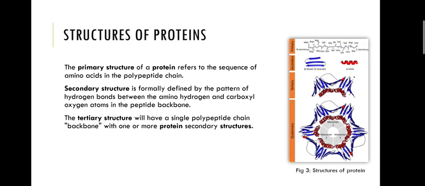Coming to the structure of protein, the primary structure of a protein refers to the arrangement of amino acid residues in a polypeptide chain. The secondary structure can be defined as the pattern by which the amino hydrogen and carboxy oxygen atoms in the polypeptide chain are arranged. The tertiary structure is made up of a single polypeptide backbone with multiple secondary structures of protein.